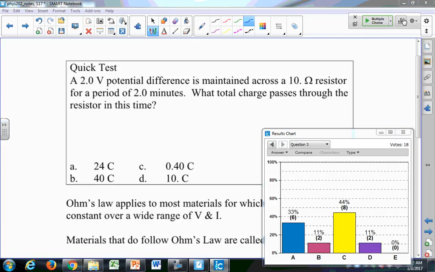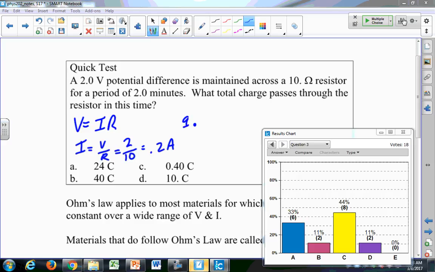Just putting together a few of these definitions. So we have V equals IR. I want to find the current. That's going to be V divided by R. So that's going to be 2 divided by 10, which is 0.2 amps. So I have 0.2 coulombs per second over a period of 2 minutes.